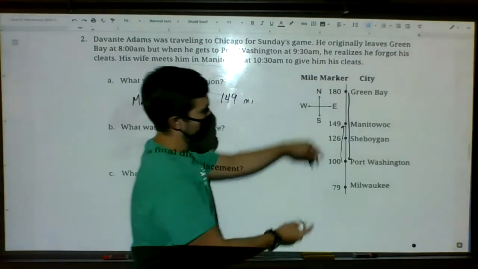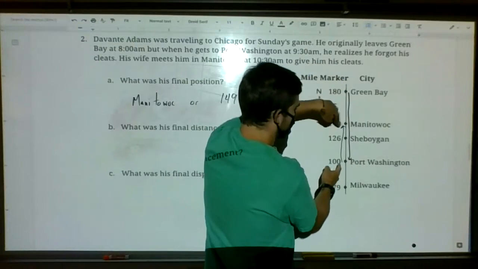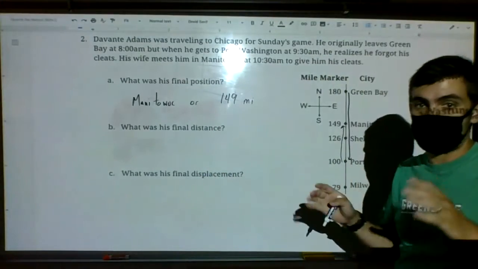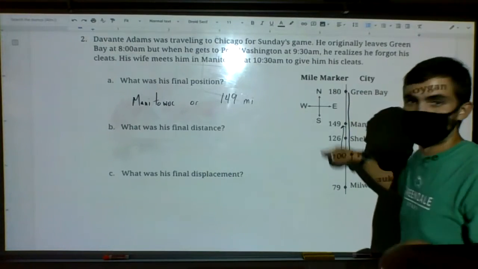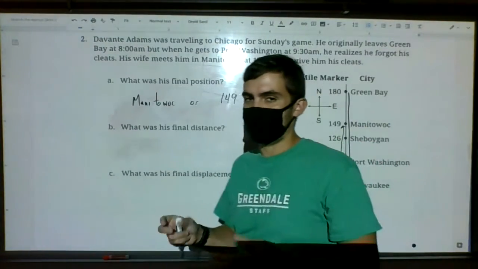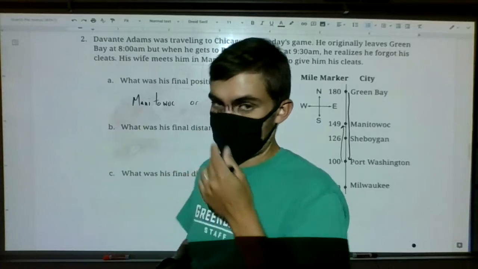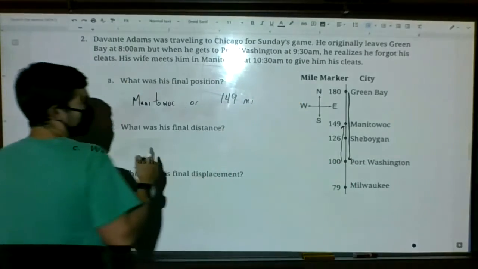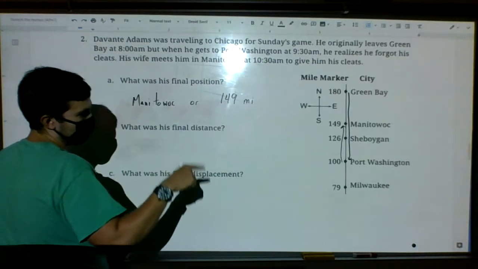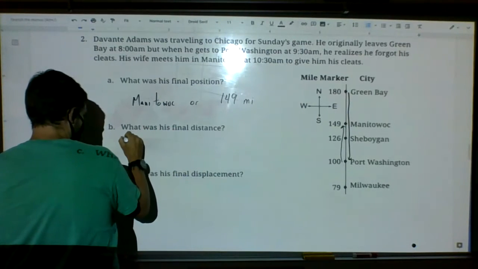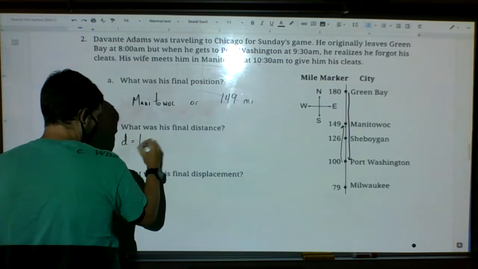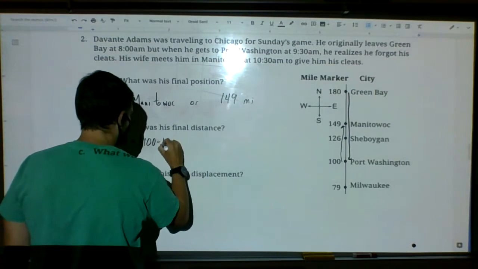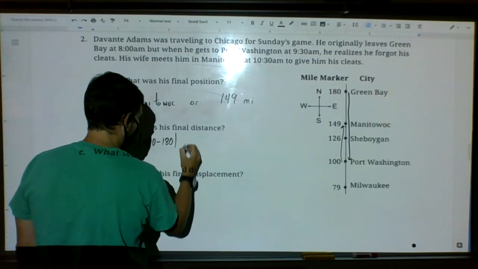What was his final distance? And so again, for this, we're going to have to break up the first part of his trip and the second part of his trip, and we have to find out how far he traveled for each part. And it doesn't matter that he started by going south and ended by going north. So we're going to absolute value each part of his trip to make sure that we're not taking the direction into account. So his first trip, he ended up in Port Washington, so that is mile marker 100. But he started in Green Bay, which is mile marker 180.